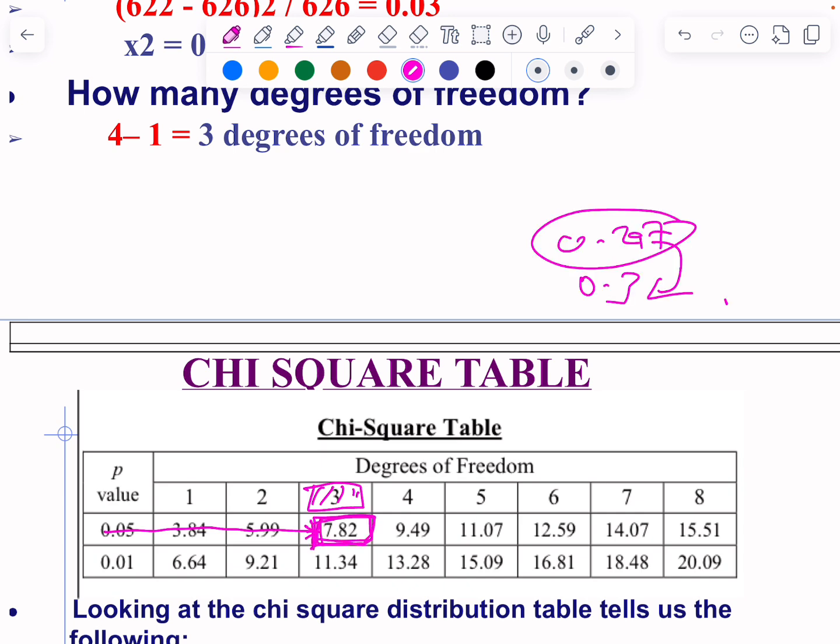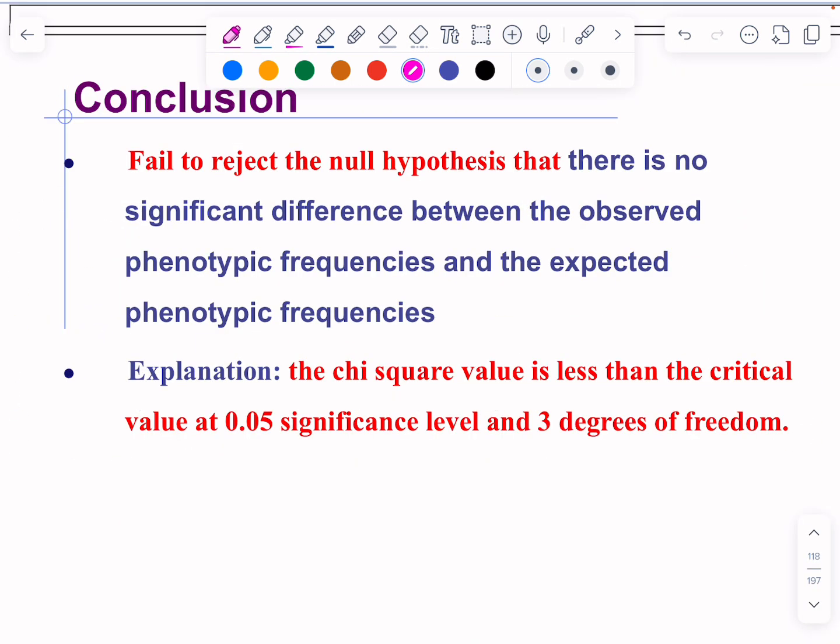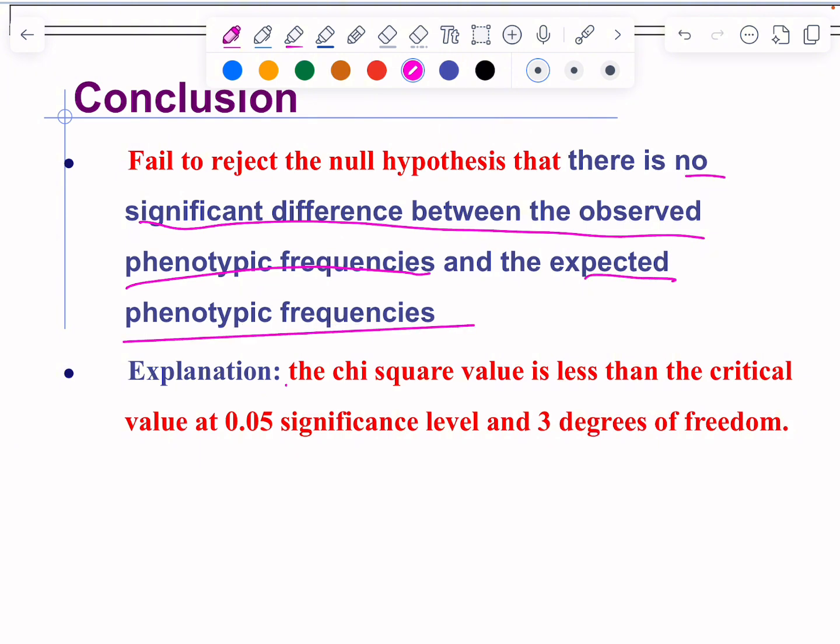This number over here, the 7.82, it is the critical value. So if your chi-square value is less than the critical value, you fail to reject the null hypothesis. So what was the null hypothesis? Null hypothesis is that there is no significant difference between the observed phenotypic frequencies and the expected phenotypic frequencies. Why did we fail to reject? Because the chi-square value is less than the critical value at 0.05 significance level and 3 degrees of freedom.